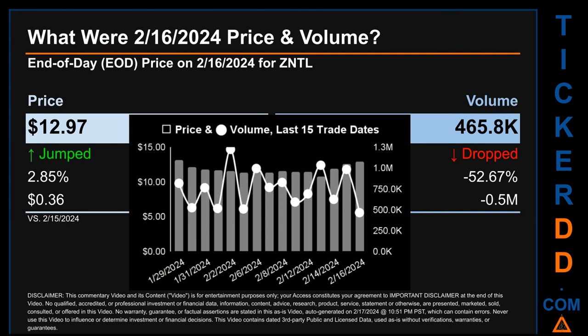Across a range of $2.33, the max and minimum end-of-day price were respectively 13.16 and 10.83. Volume saw a range of 758.3 thousand, from a day low of 465.8 thousand to a day high of 1.2 million.